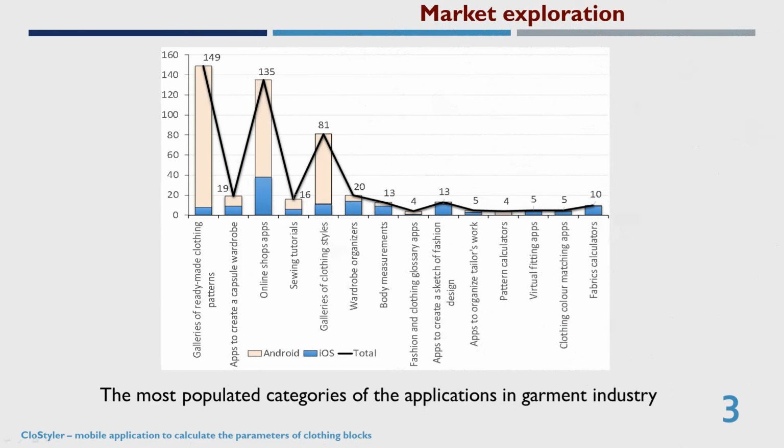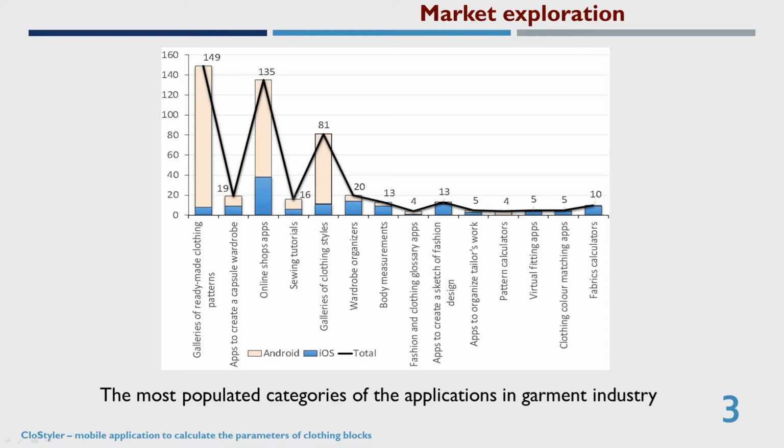The first step in any application development is market exploration. Input data for the current research are the search results on Google Play and App Store by keywords clothing, clothing patterns, clothing design, etc. There were found 479 mobile applications that meet our requirements.